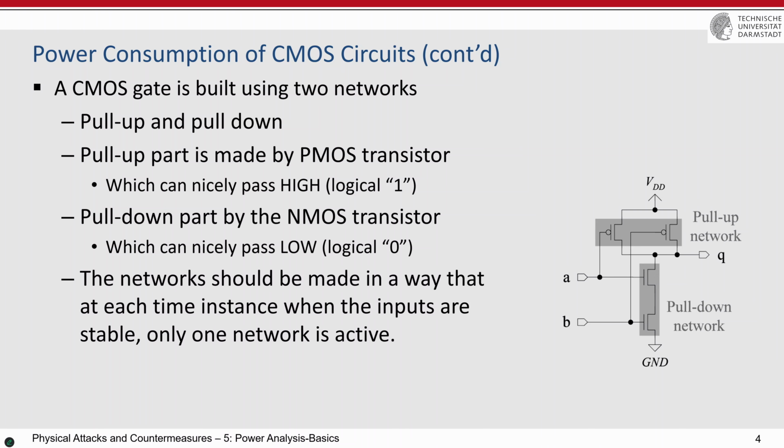What is important? The network should be made in a way that at each time instance, when the inputs are stable, only one network is active. It means that either this is active, connecting Q to ground, or the pull-up network is active, connecting Q to VDD, not both of them. If both of them are connected, what happens? There is a short circuit. The VDD will be connected to the ground. Then the circuit does not work.